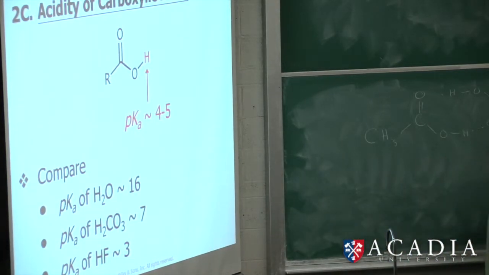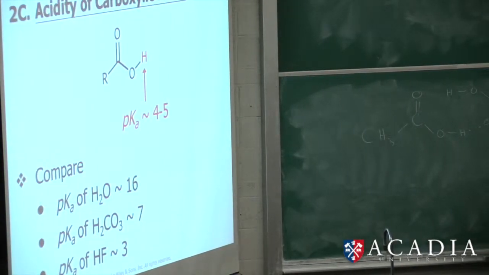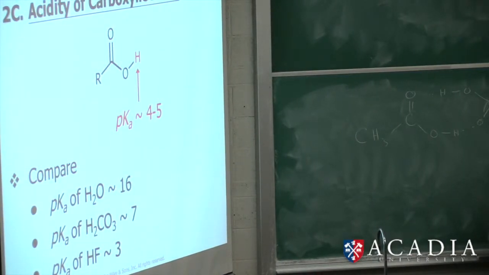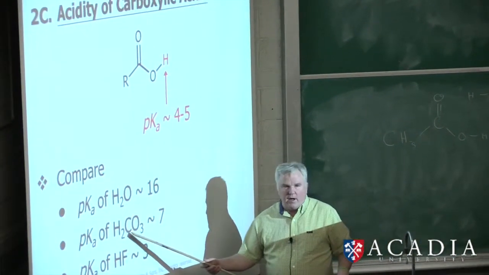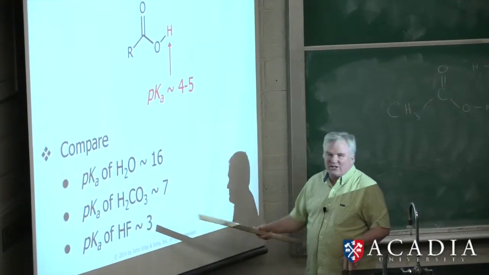The pKa for carbonic acid, this is deceiving. It's around 7. That's actually not quite true. The pKa for carbonic acid is much lower than that. But in water, you have an equilibrium between carbon dioxide reacting with water to give carbonic acid. So this is actually an apparent pKa for carbonic acid. The pKa of hydrogen fluoride is 3.